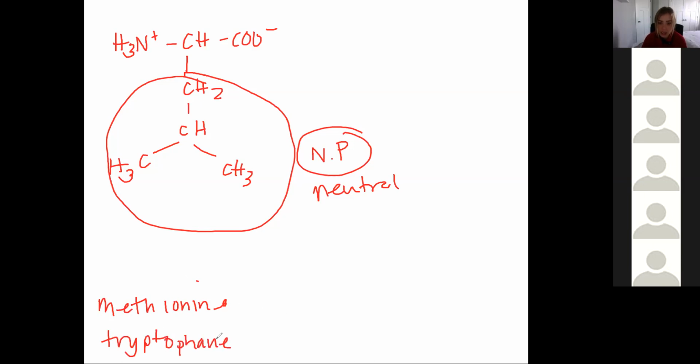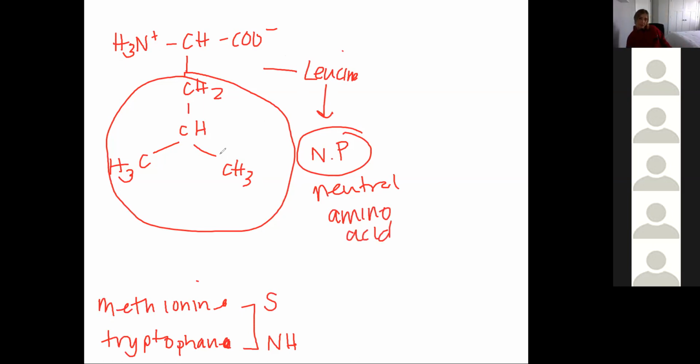In case he doesn't, there's not an E here. So methionine and tryptophan: this is going to have an NH group, and this is going to have a sulfur group. The one that we just drew is leucine, and it's a non-polar neutral amino acid. Non-polar, no charge. R group, no charge. These are still considered non-polar amino acids, but what makes them special is they have a sulfur and a nitrogen. I'm not going to draw them.